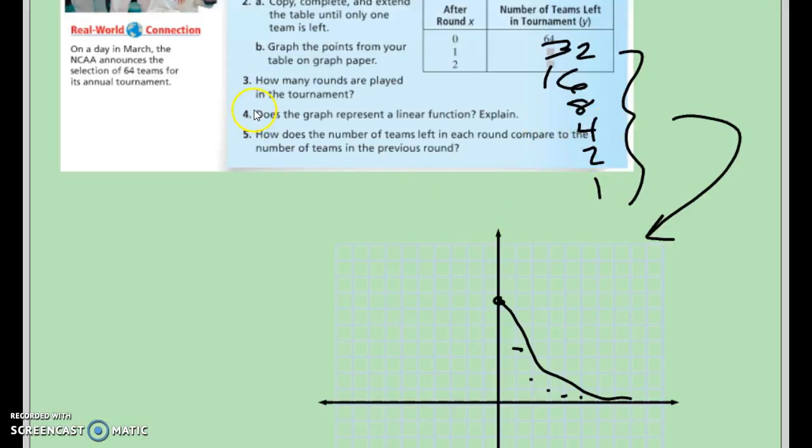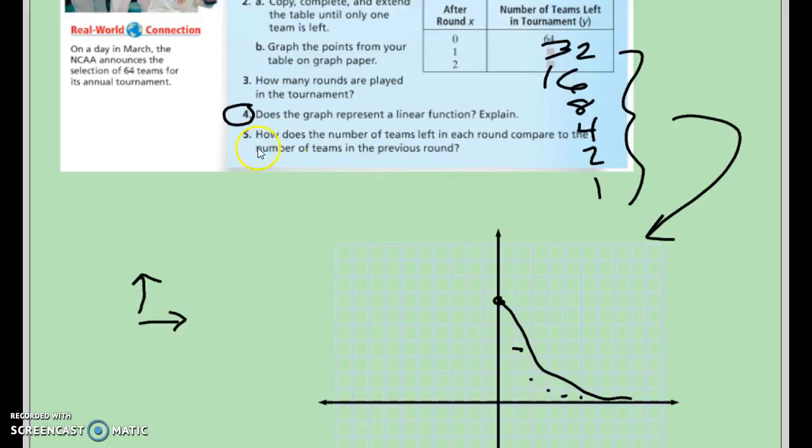And then let's look at number 4 here. Does this represent a linear function? No, it does not represent a linear function, right? Because remember, in a linear function every time I go over an amount, I go up the same amount. And here, I don't do that. The first jump, for the first round, I went down by 32. The second jump, I went down by a different amount than the first time. So that tells me that it is not a linear function.